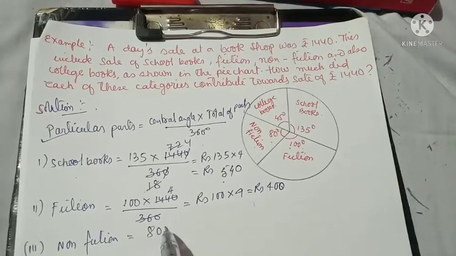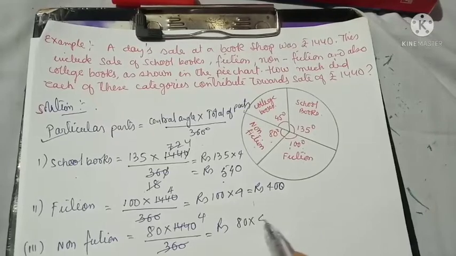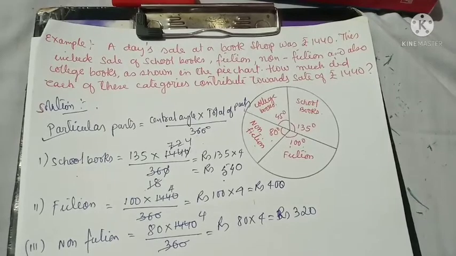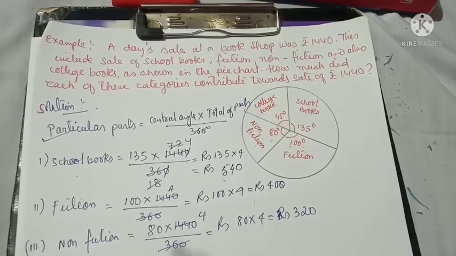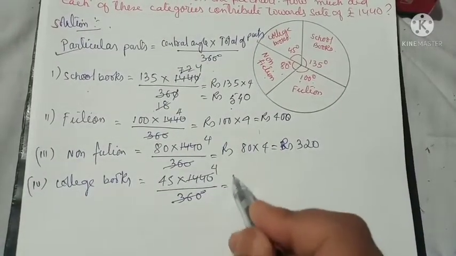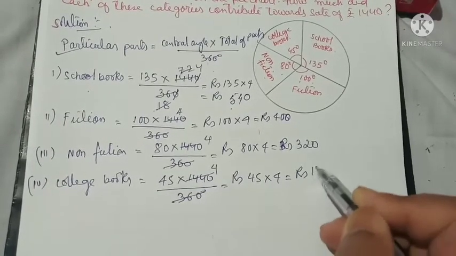Non-fiction is 80 into 1440 divided by 360. So you cut this by 4. Then the answer is 80 into 4, which is rupees 320. And the last one, that is the college book. Particular part of the college book is 45 into 1440 divided by 360. Look at this, 4 rupees, 45 into 4 is equal to rupees 180.